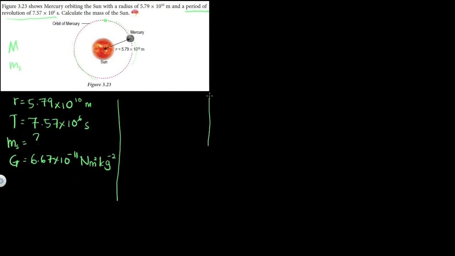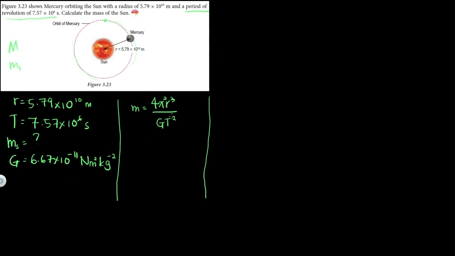Then let's start with the formula. What formula can we use for this case? We want to find the mass and we have the period. We want to relate mass and period with the radius. We can use the equation that I just read before: m equals 4 pi square r cube divided by G T square.